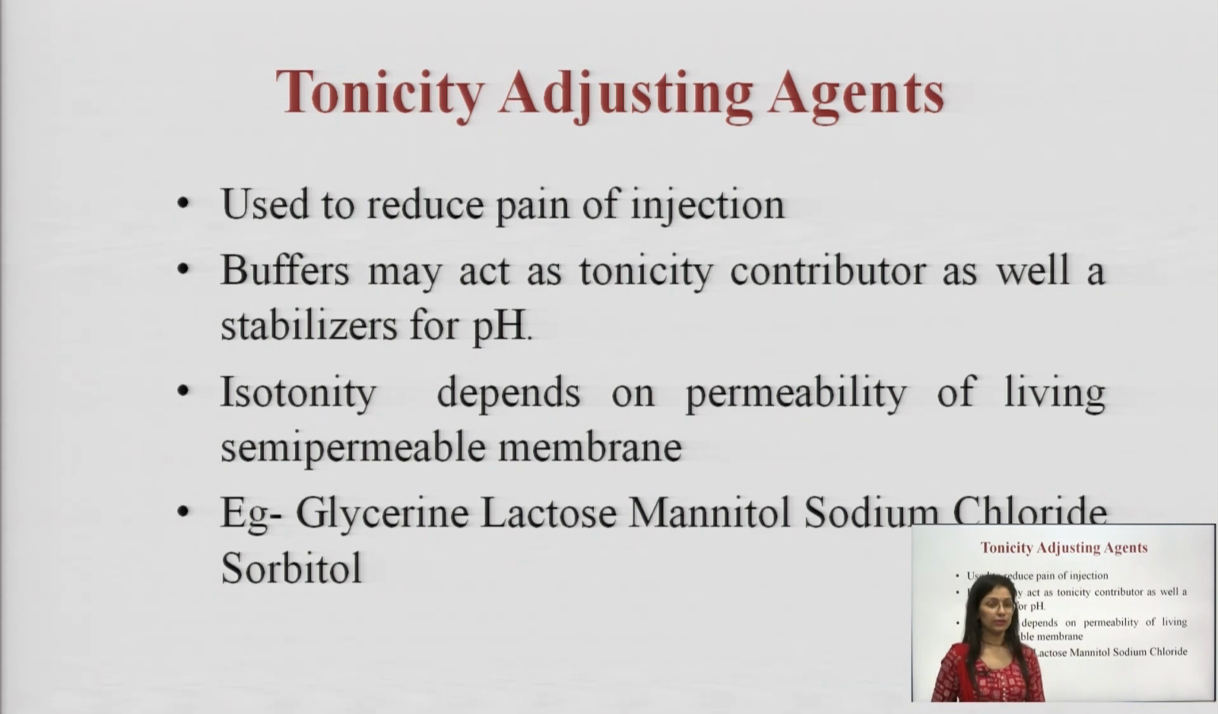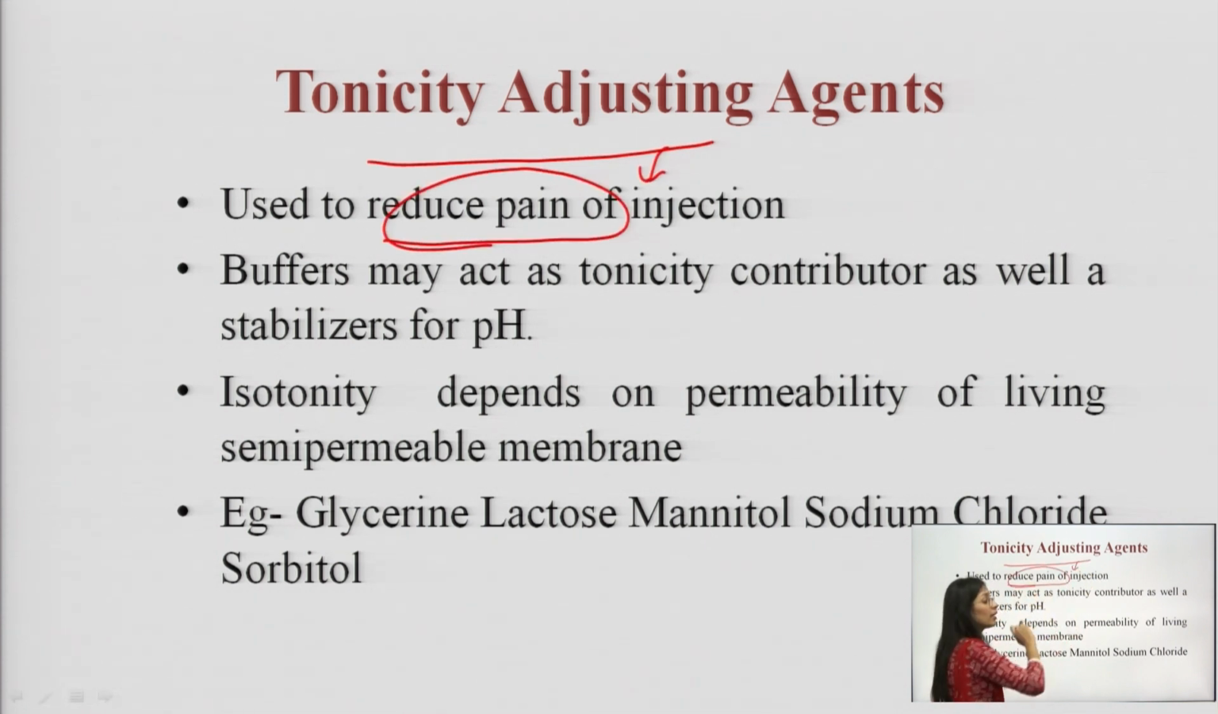Tonicity adjusting agents. First of all, tonicity adjusting agents is very much important in a particular parenteral preparation. Number one point is the very most important point, you can say. Some of the patients are having pain during the injection, right? So tonicity adjusting agents, what it do, it reduces the pain. Okay, if we are having a proper tonicity inside while we are incorporating a needle inside our body, so it is used for reducing the pain. Next we have buffer may act as a tonicity contributor as well as stabilizers for pH. It is used for stabilizing the pH.